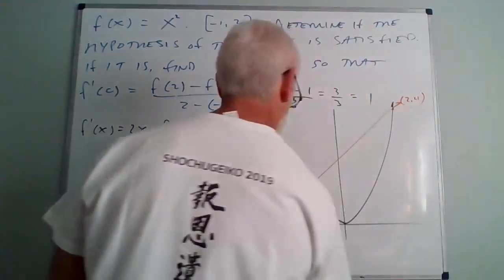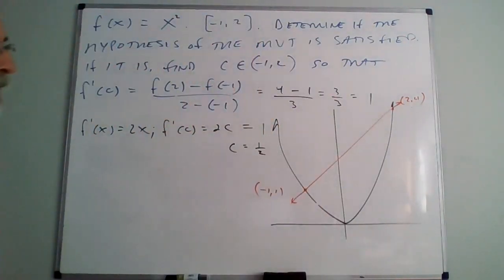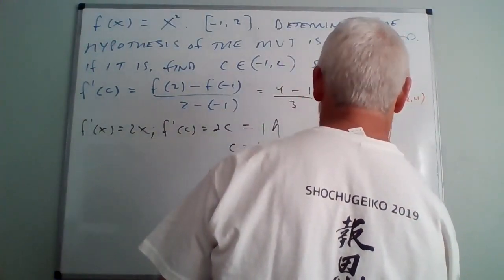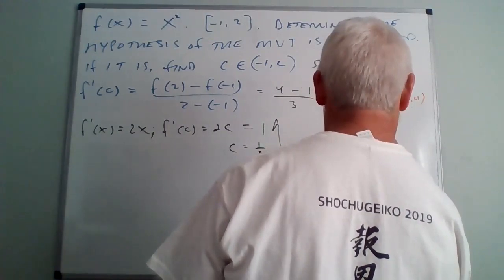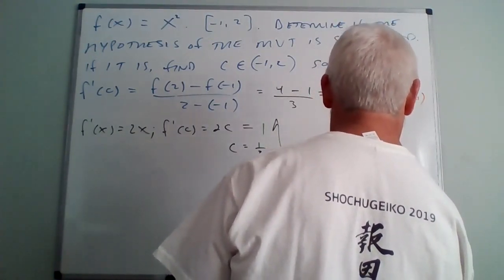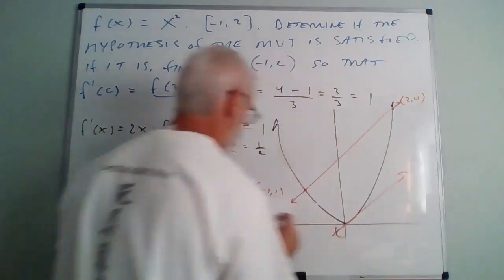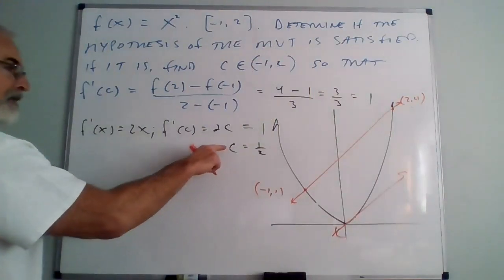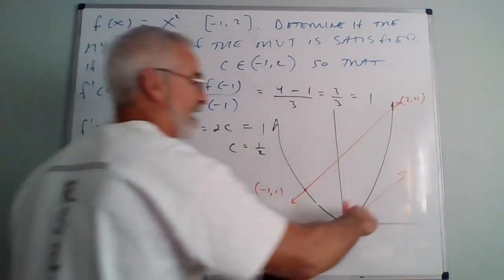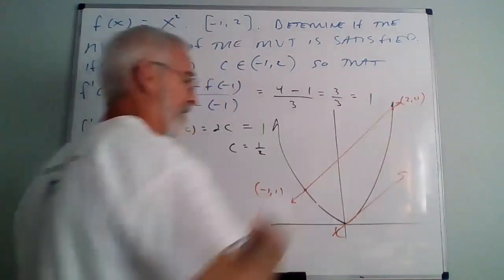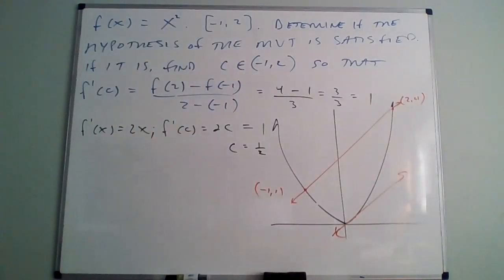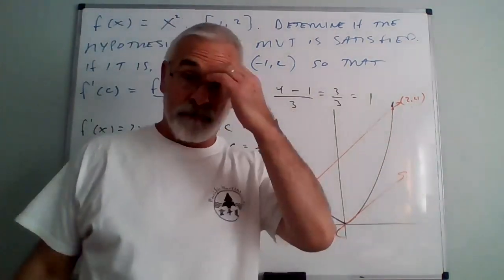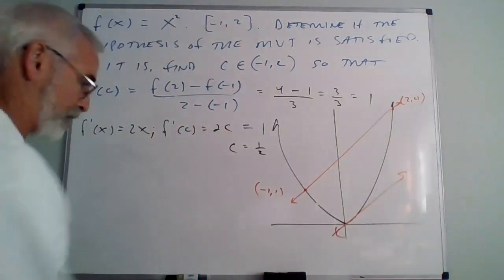So the line passing through these is going to have slope 1. Now, if I go here to about 1/2, my picture's not perfectly to scale. The slope of the tangent line at the point 1/2 comma 1/4, if you will, is going to equal the slope of the secant line. That's what we just said. Okay? Fairly simple algebra. There's really nothing about this that's complicated. So this is the mean value theorem. Let's do another example.